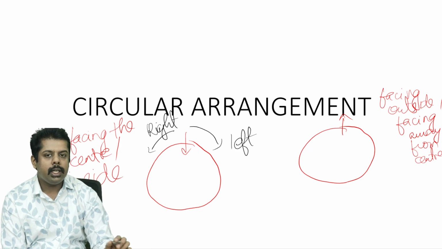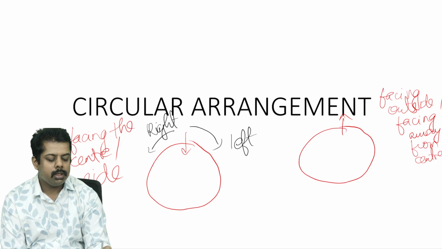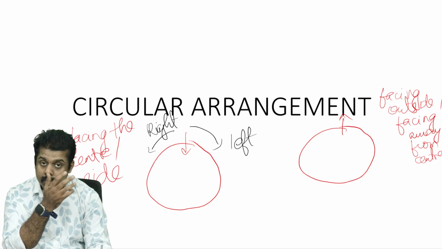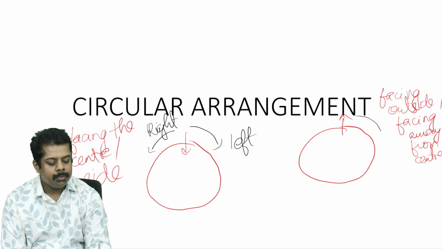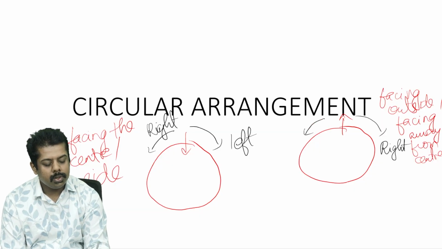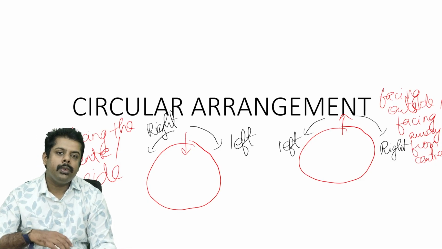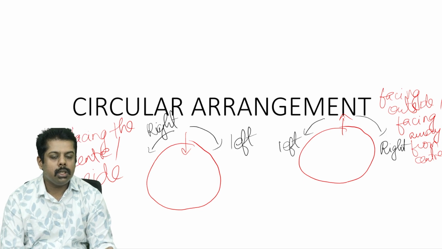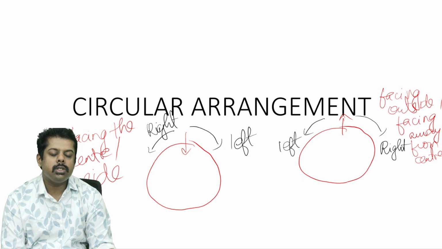So in this scenario, the right and left is directly opposite. In the facing outside scenario, you have to remember that if you are going clockwise, you are going to the right, and if you are going anti-clockwise, you are going to the left. This is an important thing that we should remember. If you are facing outside or facing away from the center, clockwise means right, and anti-clockwise means left.